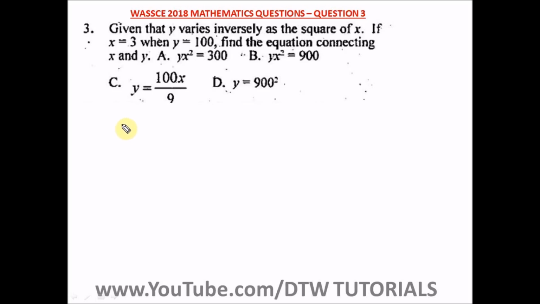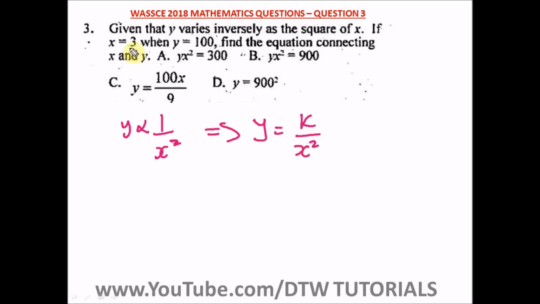Okay, so it says y varies inversely as the square of x, that is x squared. If x is equal to 3 when y is equal to 100, find the equation connecting x and y. Remember, in variation, to change the variation sign to an equal to sign, you have to introduce what? A constant. So here we have y is equal to k divided by x squared.